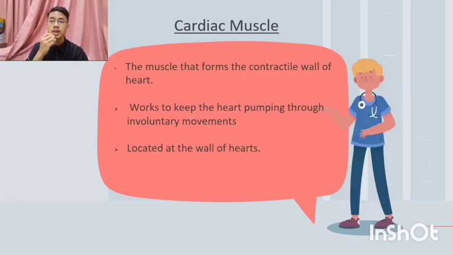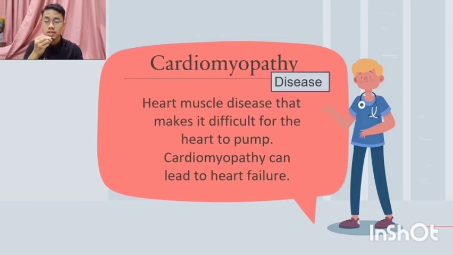For the introduction, cardiac muscle is the muscle that forms the contractile wall of the heart. It works to keep the heart pumping through involuntary movement. It is located at the wall of the heart. The cardiac muscle disease is called cardiomyopathy. It is a heart muscle disease that makes it difficult for the heart to pump. Cardiomyopathy can lead to heart failure.